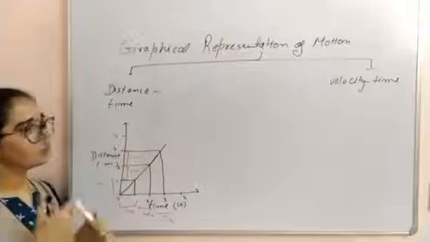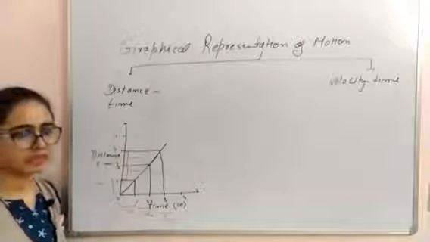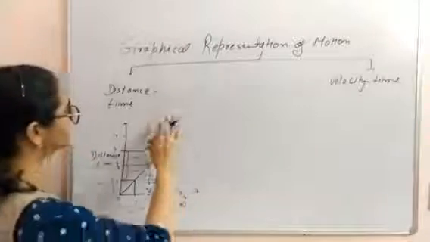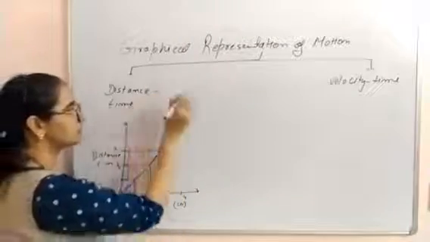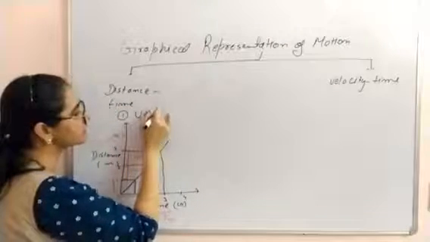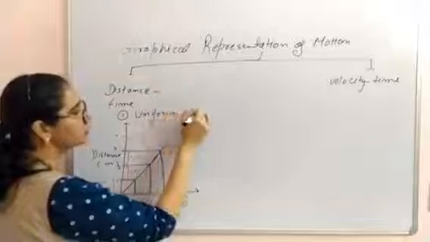But there are certain other possibilities also for the distance time graph. This is one of the possibilities, when there is uniform motion.